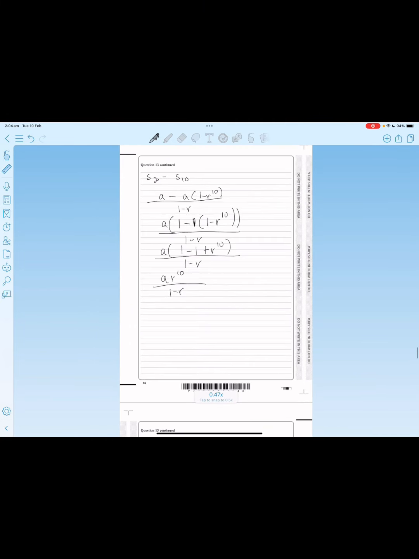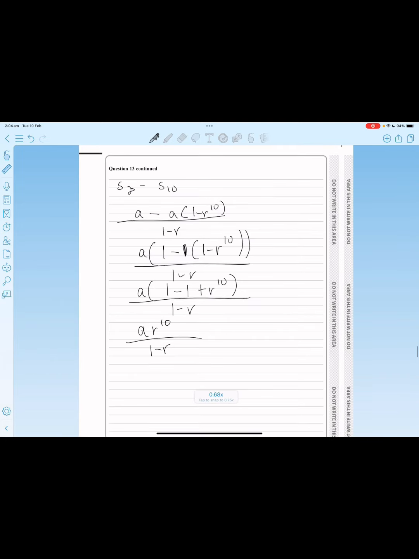1 minus r. Be careful here. The signs are a bit tricky. That's why even I got a bit confused there for a second. So just be careful with your signs there. Now let's keep proceeding forward.